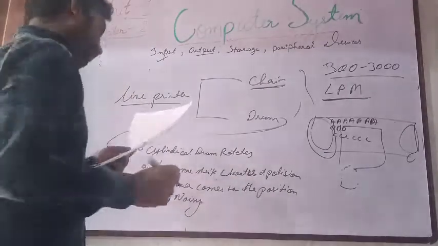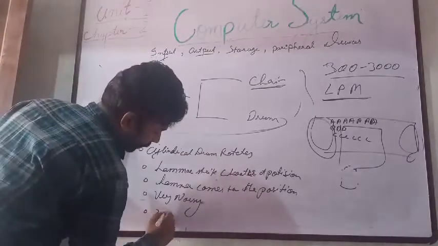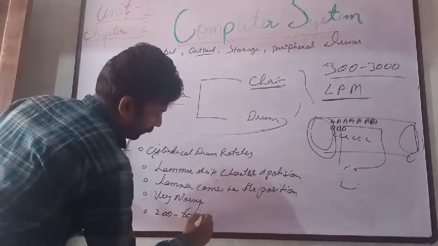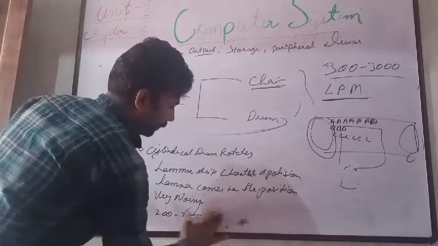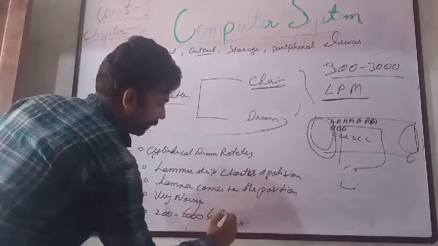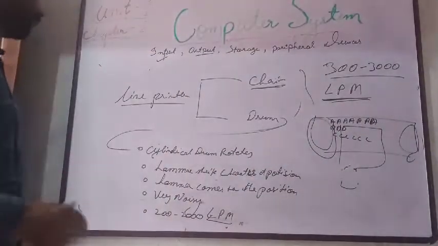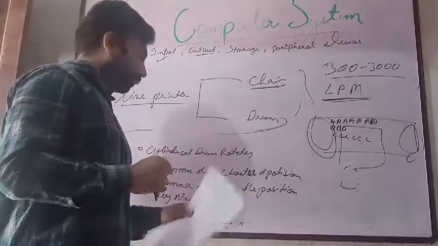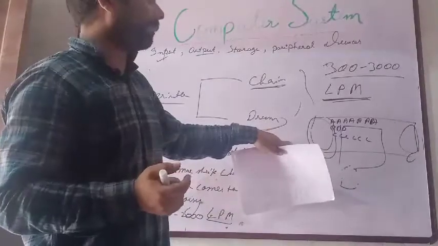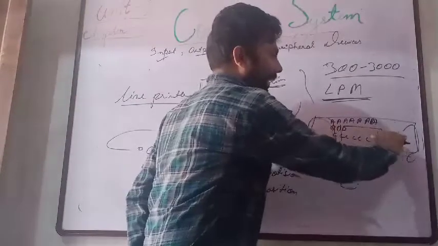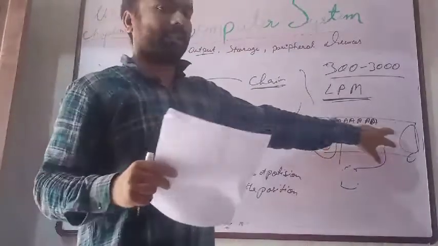Any problem? Now 200 to 2000 line per minute. So shortcut LPM. Okay, as I have told you, 200 to 2000 line per minute. So in this we are not saying this as a character printer because all the characters are arranged in the line form. So that's why we are saying the line printer to this.